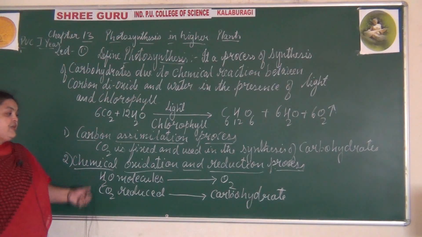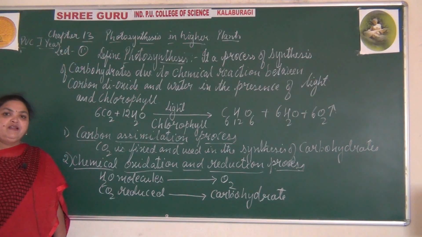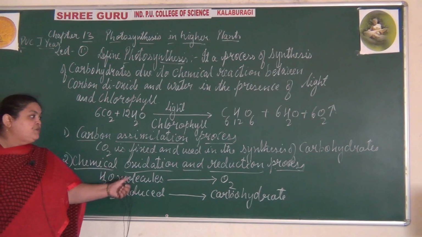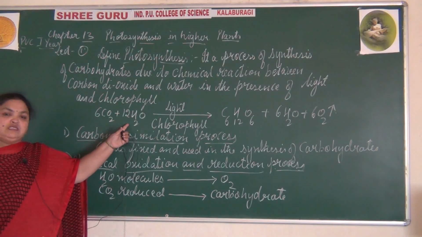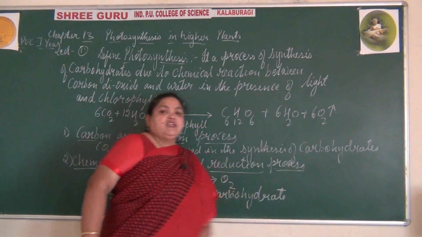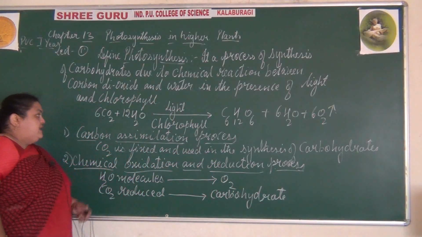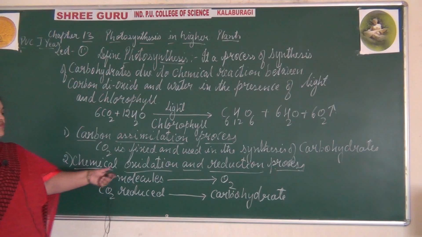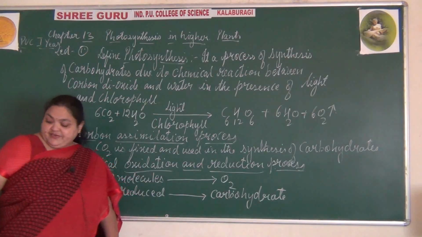Photosynthesis is known as a chemical oxidation and reduction process. Why? Because the water molecules get oxidized with the release of oxygen, while the carbon dioxide is being reduced or fixed to form a carbohydrate.